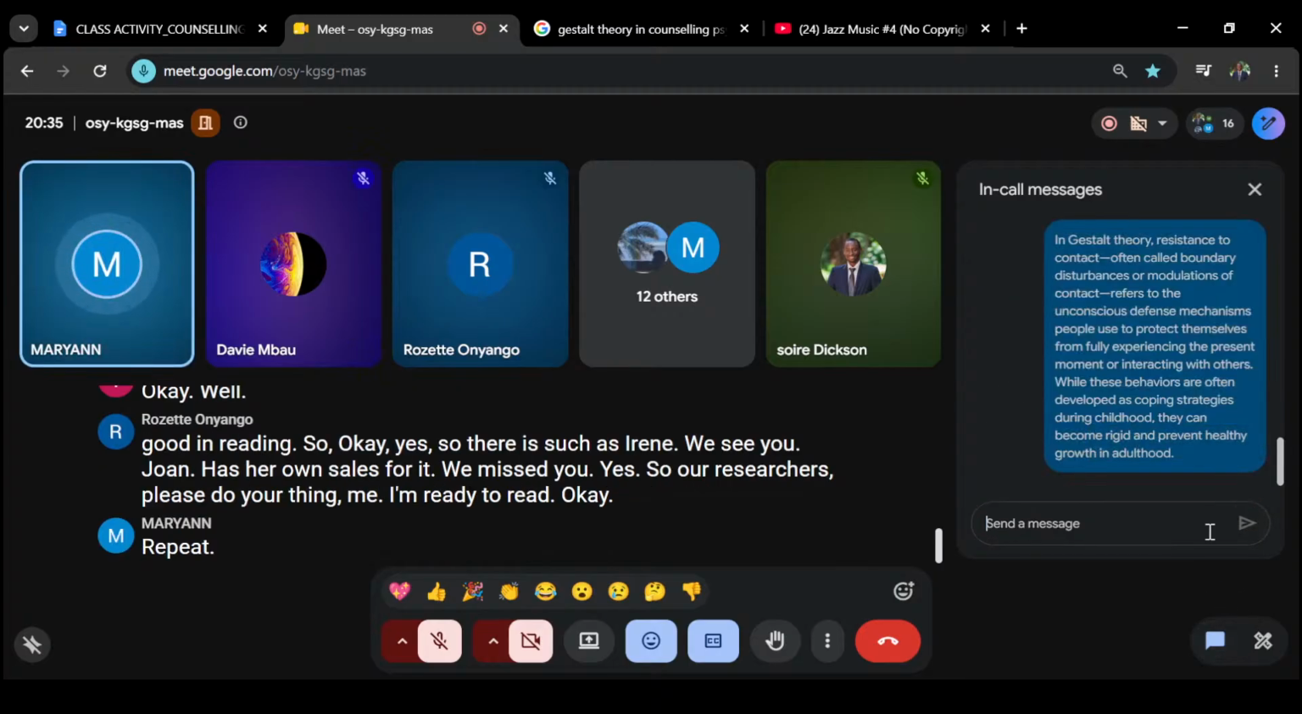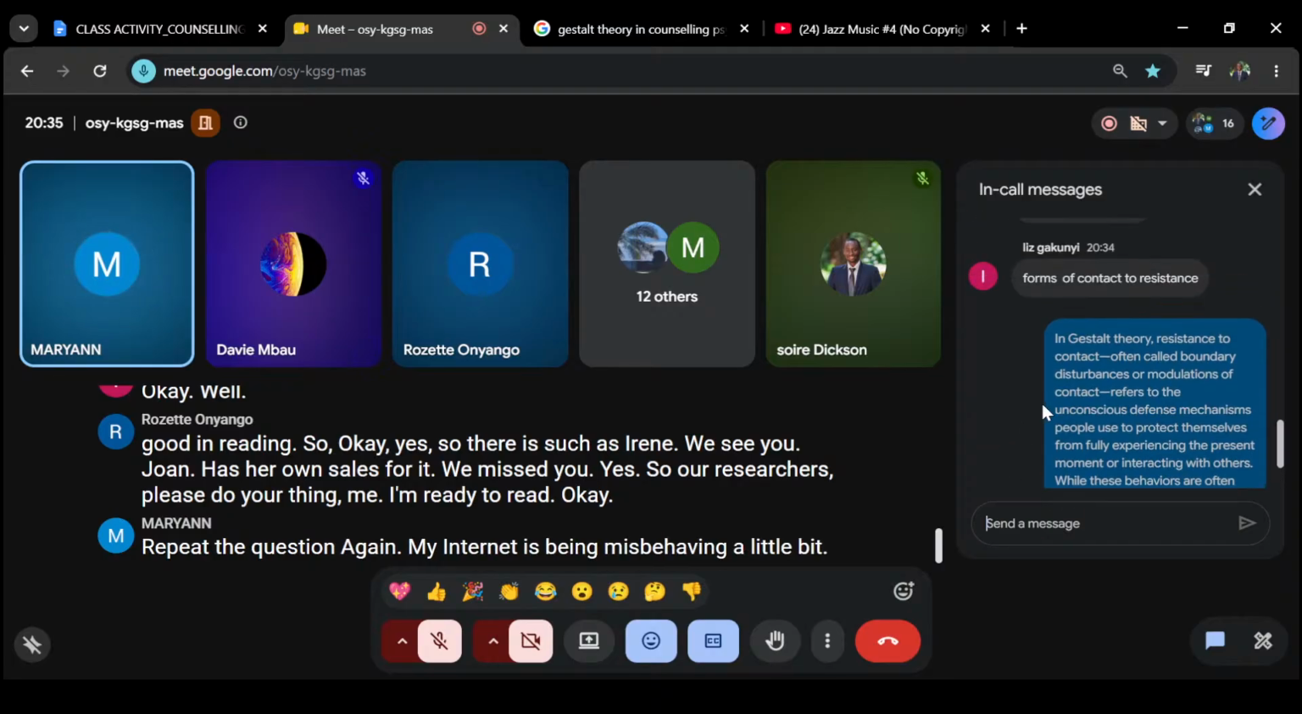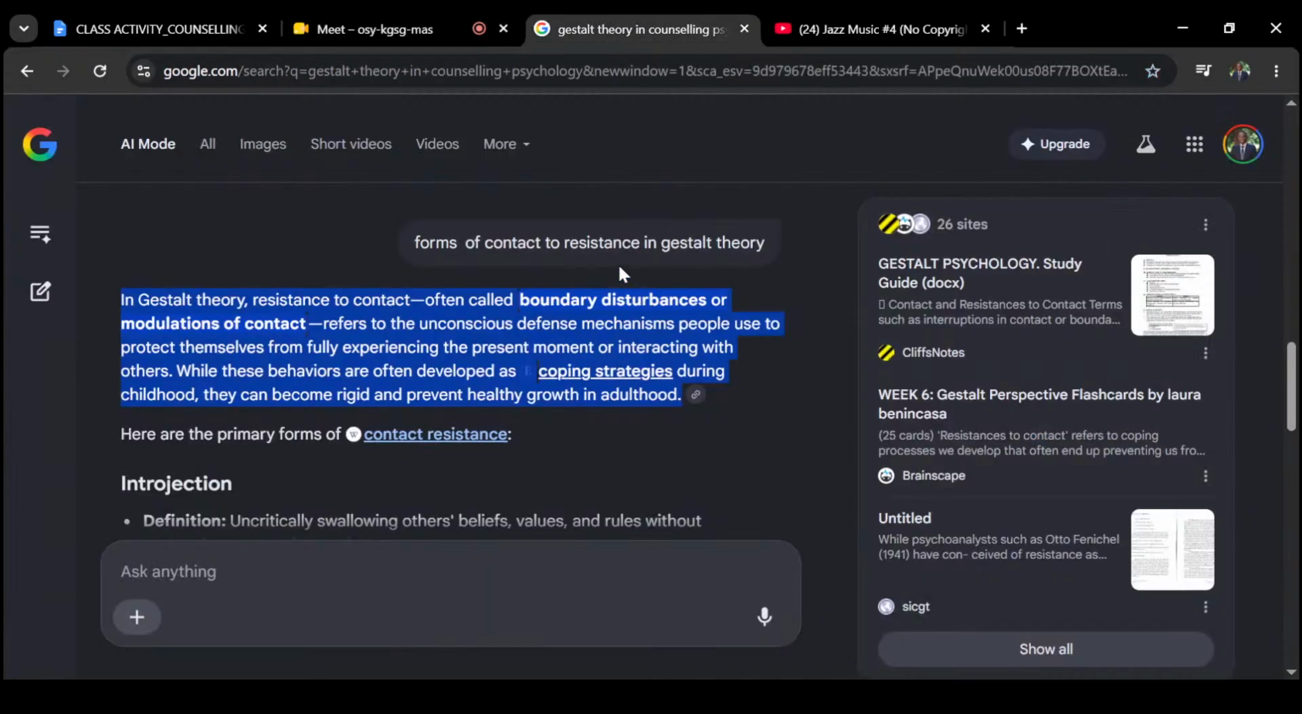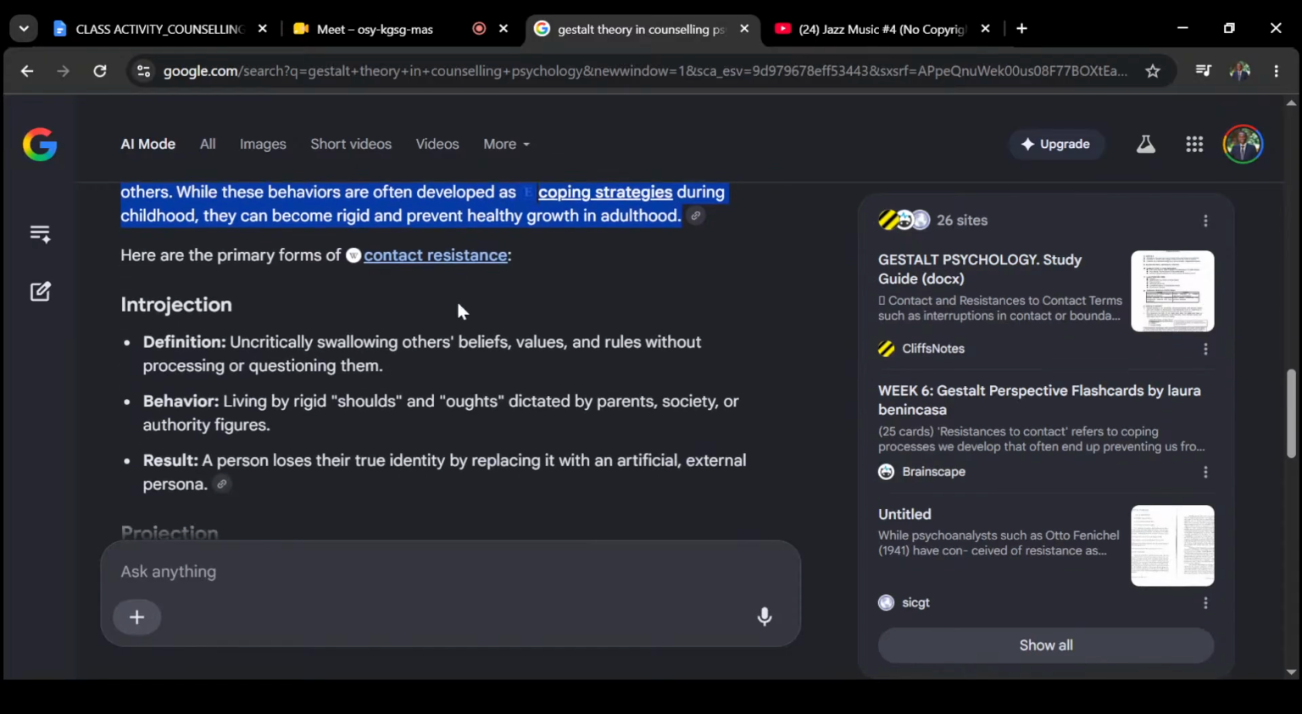Please repeat the question again. My internet is misbehaving a little bit. So we do which one? Common forms of contact resistance. Common forms of contact resistance.